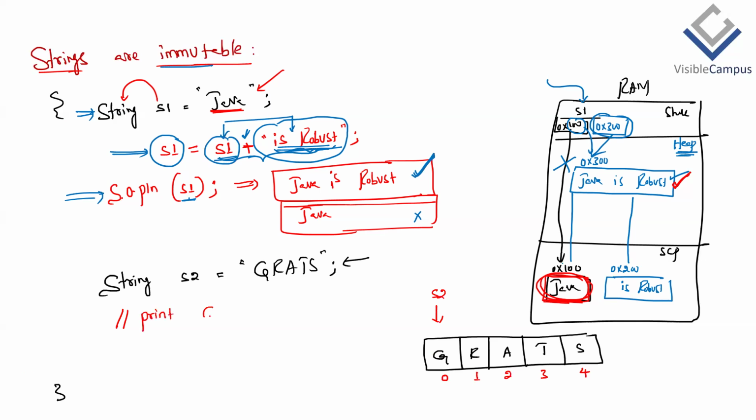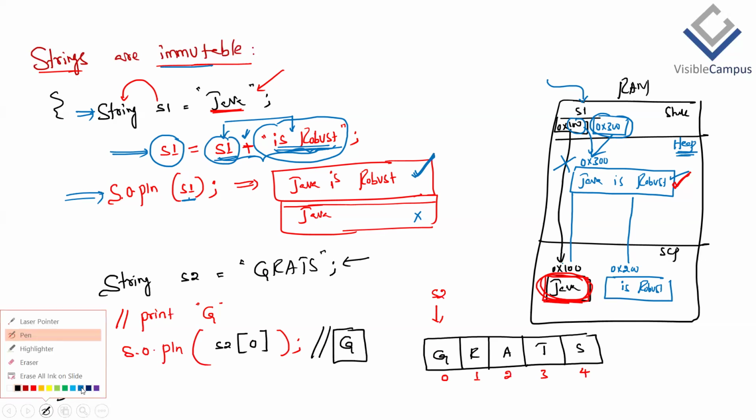Then the requirement is to print G. If you want to print this G, what's the approach? System.out.println. Inside this, what's our variable name? S2. What's the index position to be used in square brackets? 0. Correct or not? Yes or no? So what's the output of this line? G is the output. So this is the blunder.